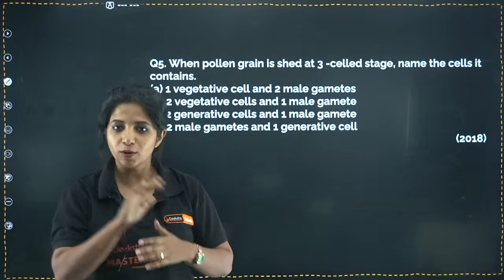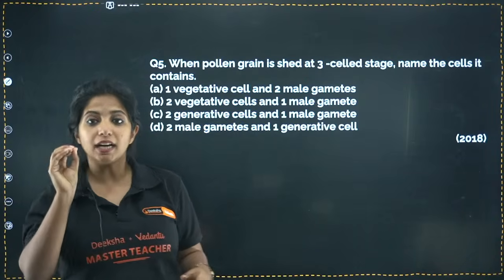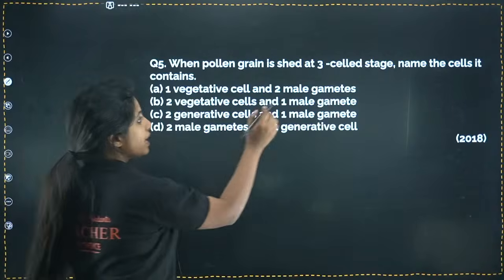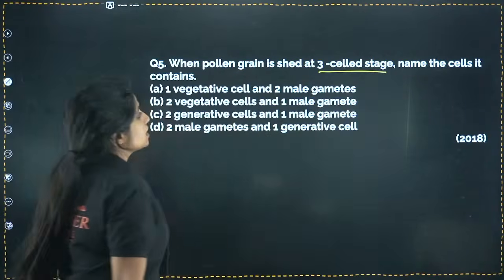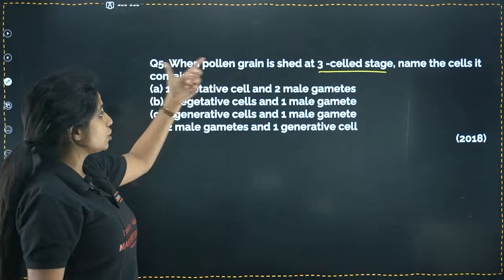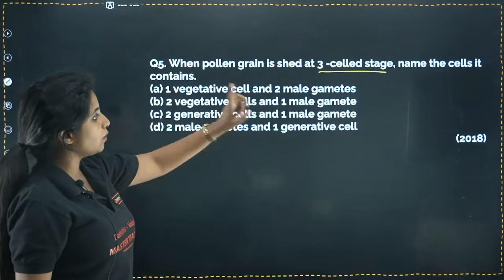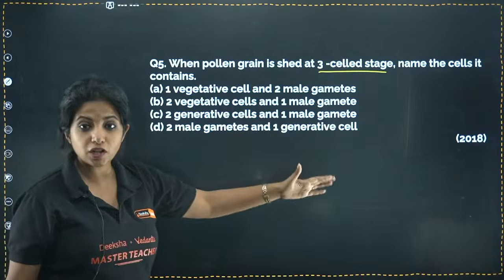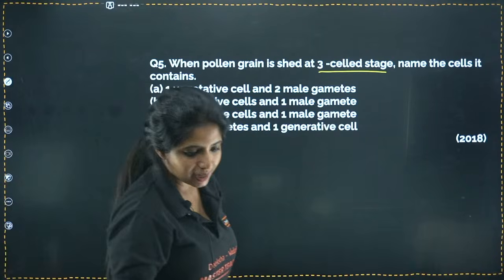So question number 5 goes like this. When pollen grain is shed at 3-cell stage, name the cells it contains. When I say that the pollen grain has 3 cells, what are the cells that it contains? 1 vegetative and 2 male gametes, 2 vegetative and 1 male gamete, 2 generative and 1 male gamete, 2 male gametes and 1 generative cell. What do you think is the answer for this question?